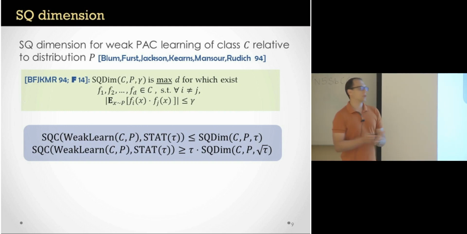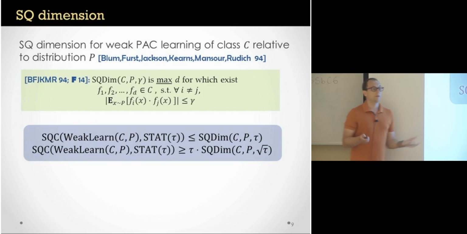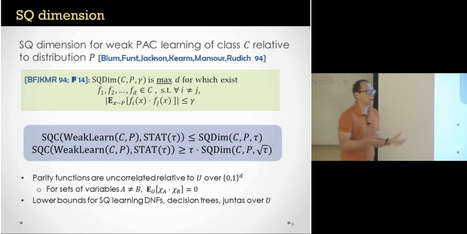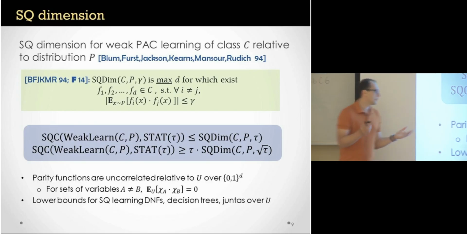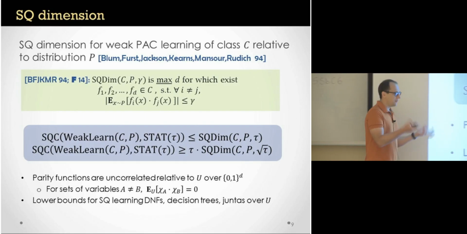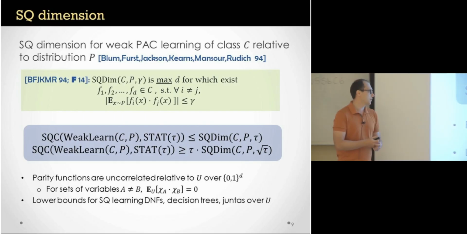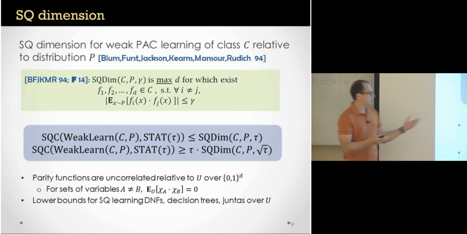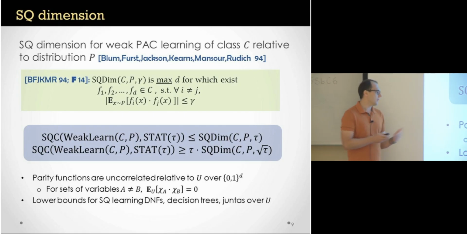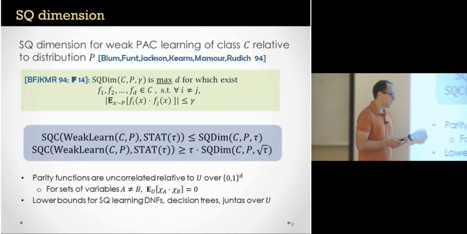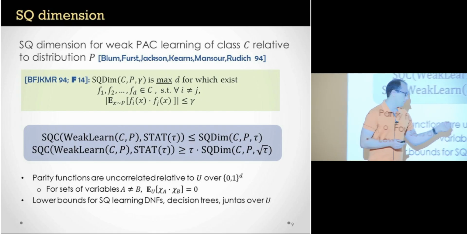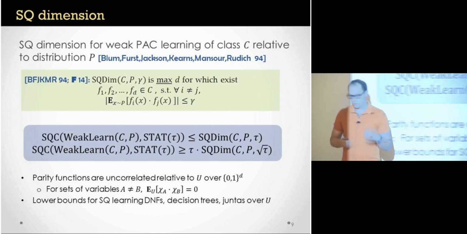And importantly, it's not just characterized, it's also relatively easy to analyze. For example, you can just look at parity functions, a classical example. Parity functions over the uniform distribution are uncorrelated. Their correlation is 0. So by just using this dimension, you immediately obtain a lower bound for statistical query learning of DNFs, decision trees, and juntas over the uniform distribution.